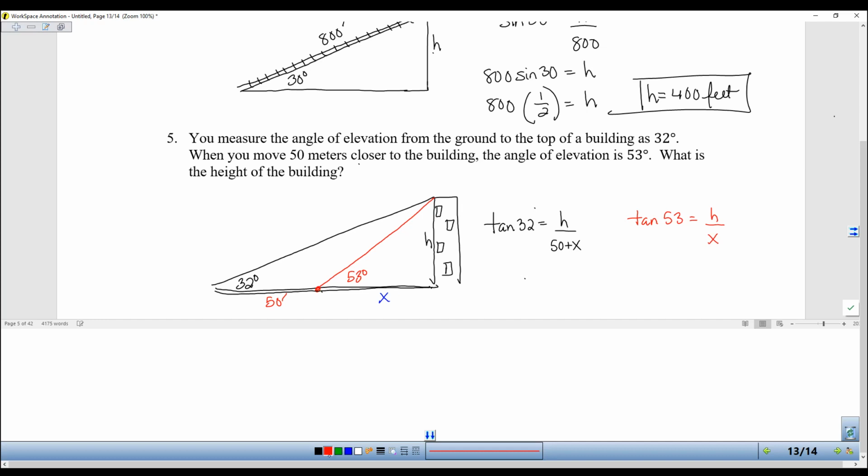So what's nice is now I can solve this system. I have two variables, I have two equations. I'm going to let h be equal to x times tangent of 53, and then I'm going to plug that into this equation.